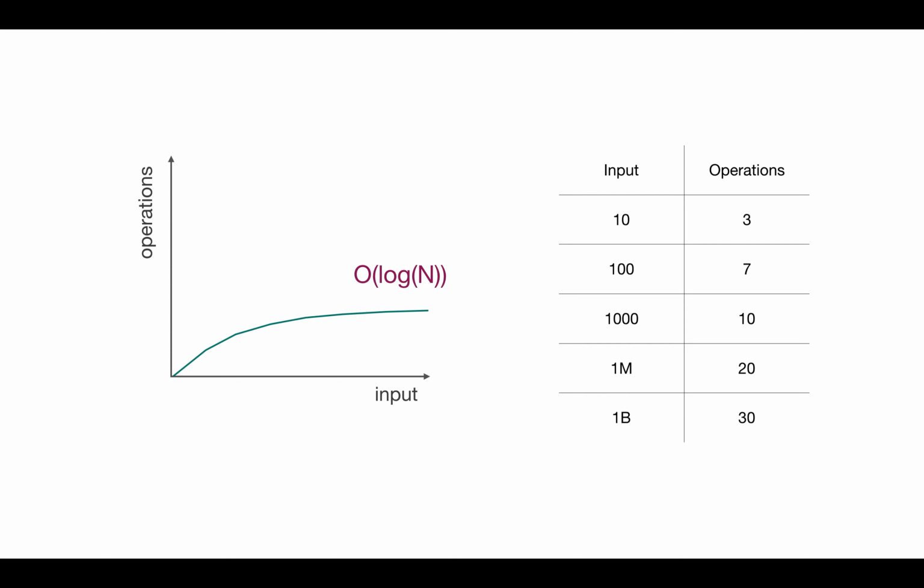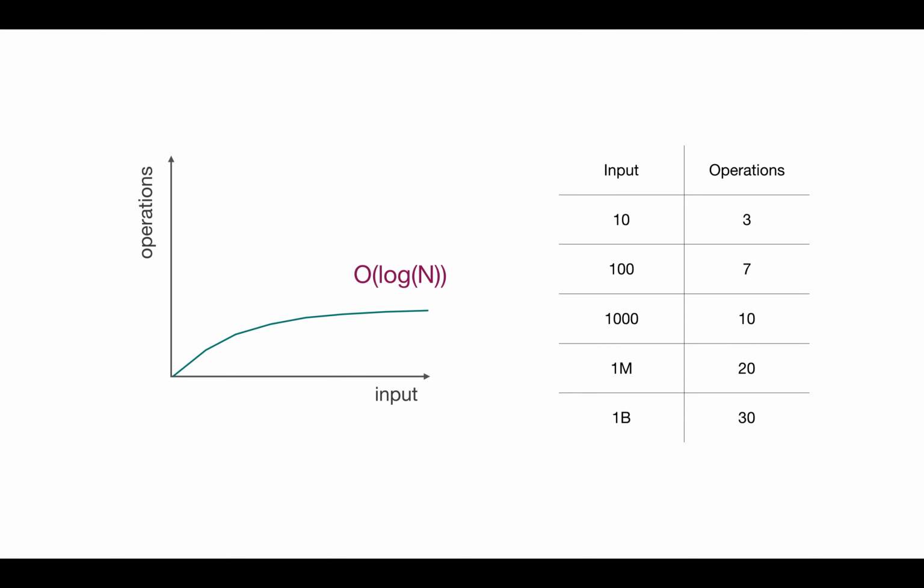For instance, if the input is 10, then the number of operations will be 3. If the input is increased to 100, the number of operations will be 7. And if the input size grows to 1000, the operations will only be 10. For a million input size, see the difference? Only 20 operations are required. And for a billion, only 30. So you see the difference in the number of operations with respect to the increase in input. It is going towards being constant.